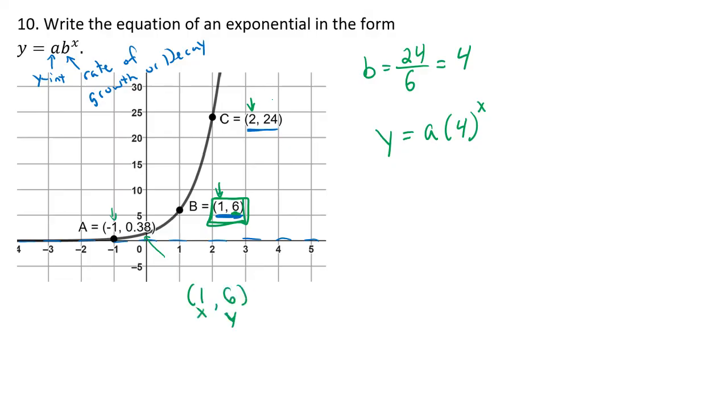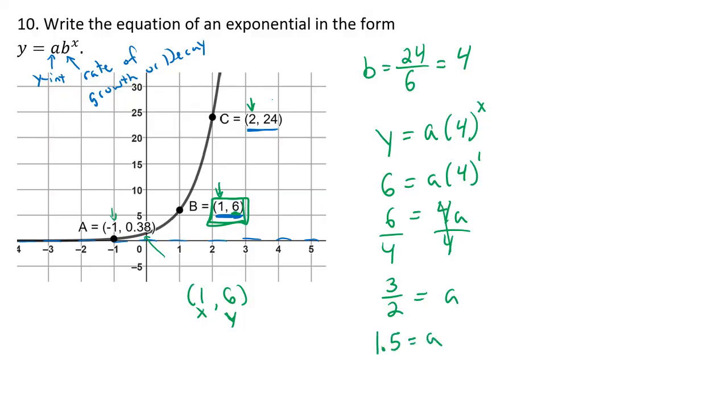So I'm just going to go ahead to this equation. I'm going to make the y a 6. I'm going to make the x a 1. And I'm going to solve for a. 4 to the first power is 4, so I have 4a equals 6. I'm going to divide both sides by 4. So a equals, I can reduce this down to 3 over 2. You could also call it 1.5 if you prefer decimals. So your answer is y equals 1.5 times 4 to the x, or you could write it as y equals 3 over 2 times 4 to the x. Same thing.